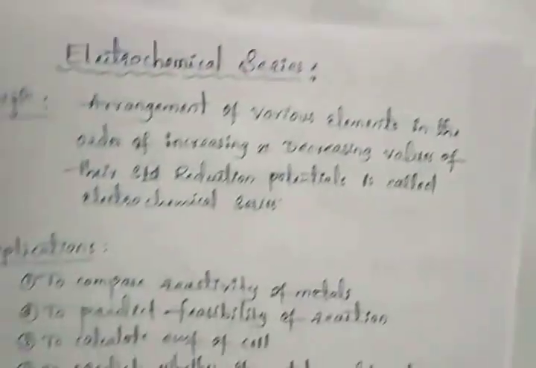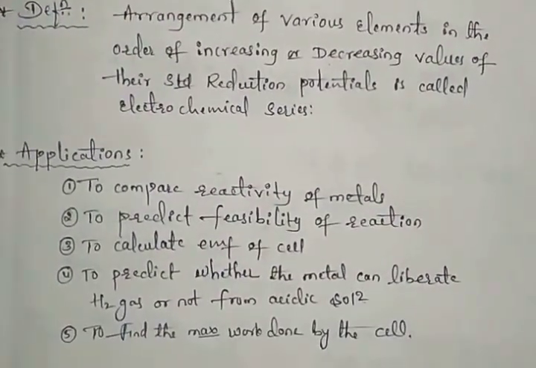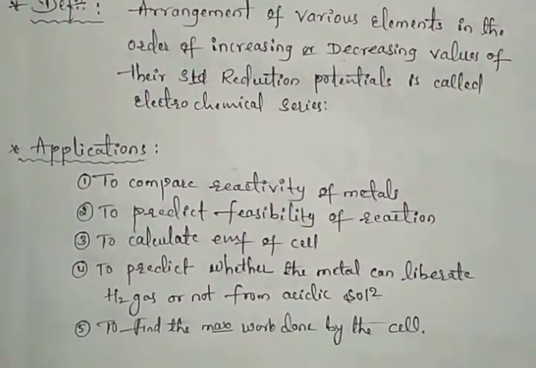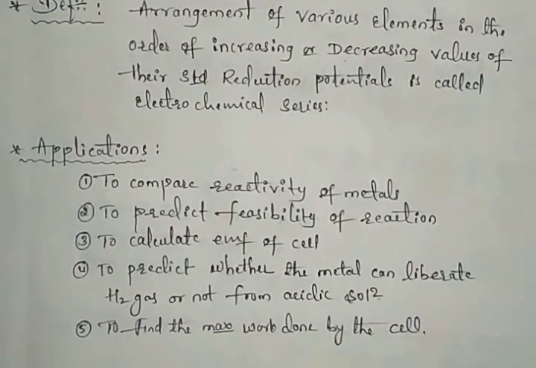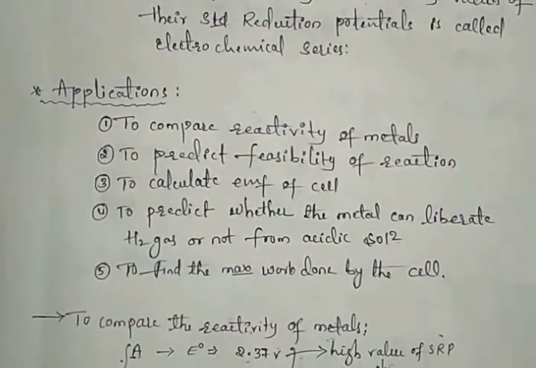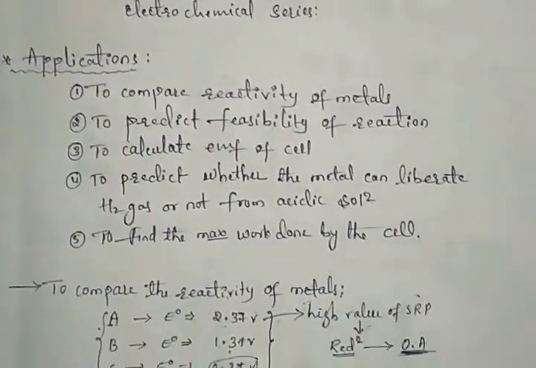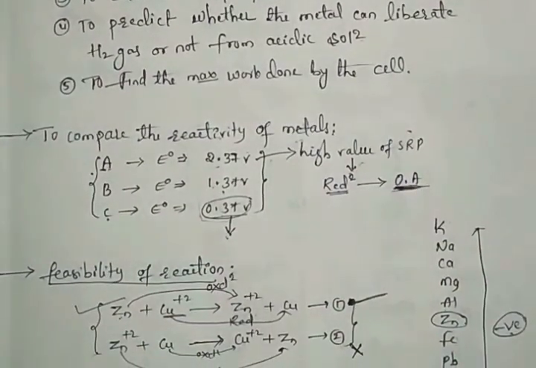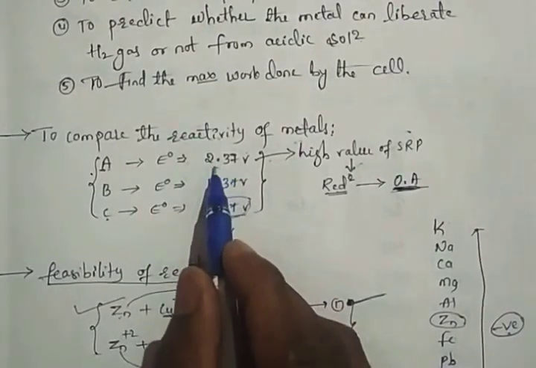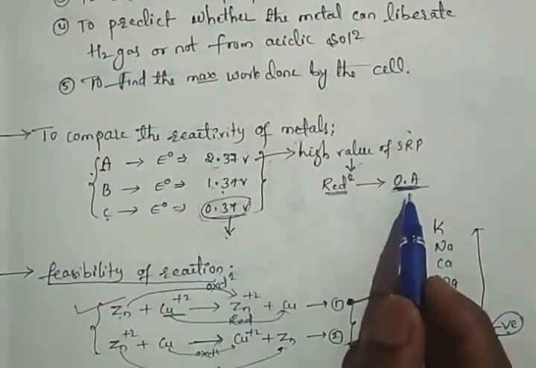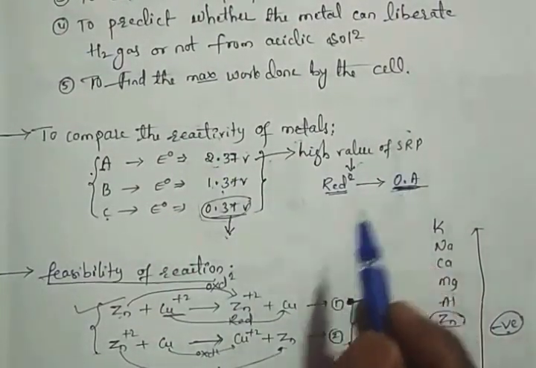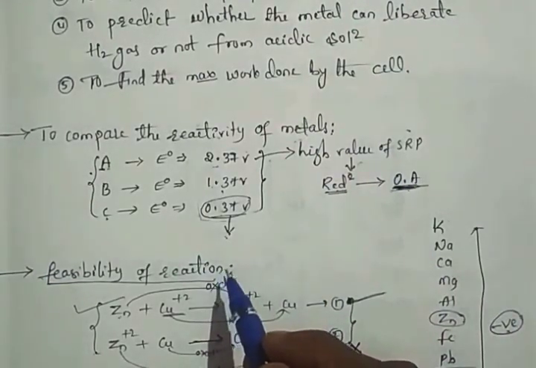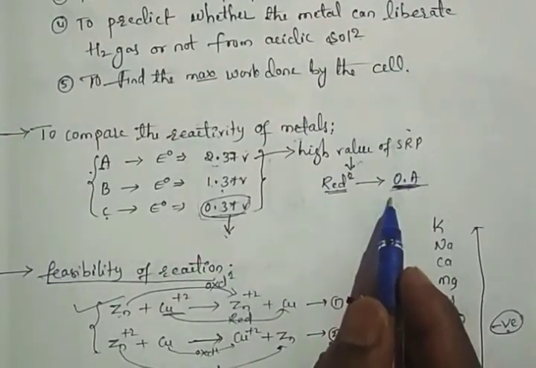So look, once again, the electrochemical series is just an arrangement of various electrodes in the increasing or decreasing order of their standard reduction potential values. How is it useful? It is used to compare the reactivity. In reactivity, the electrode with higher SRP value is a strong oxidizing agent, whereas the lower value is a strong reducing agent.